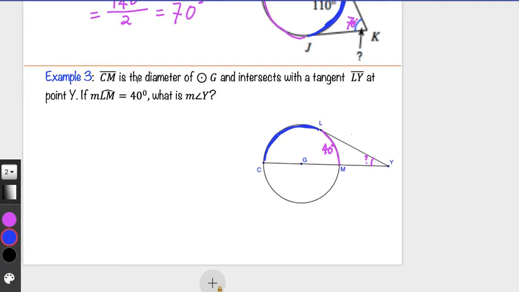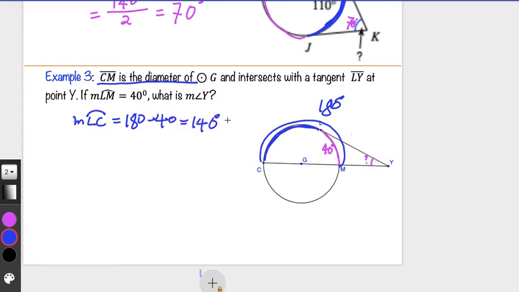So one key piece of information here is CM is a diameter. That means the whole half of the circle, as you can see, connected by the blue piece and the pink one, is going to be 180 degrees. So this whole part is 180, right? In order to find the rest of the piece, we just need to subtract from 180. This is L, so I'm going to figure out the arc LC, which is this piece. This is going to be 180 subtract 40, which is 140 degrees. So that means this part is 140 degrees.